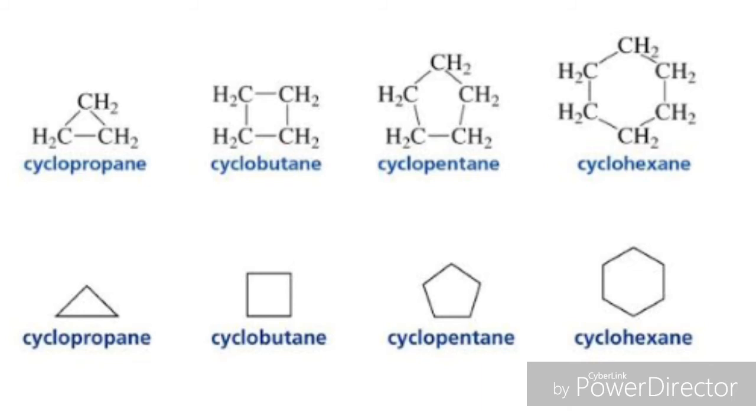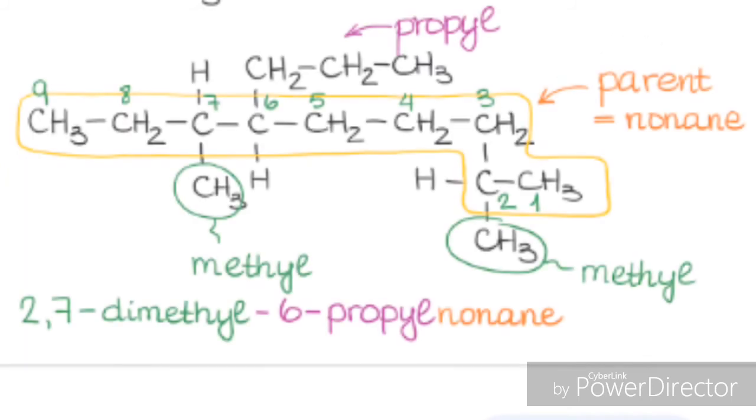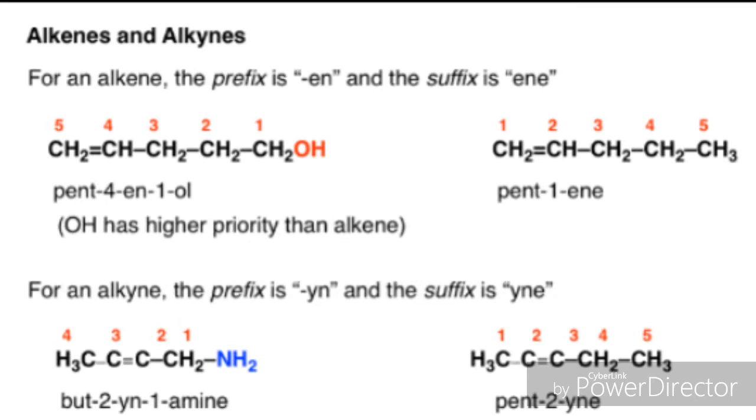These are cyclic hydrocarbons, cyclopropane, cyclobutane, cyclopentane and cyclohexane. Here you can observe two ways of structural representation of cyclic hydrocarbons. This is 2,7-dimethyl-6-propylnonane. Here parent alkane is nonane, which contains 9 carbon atoms.